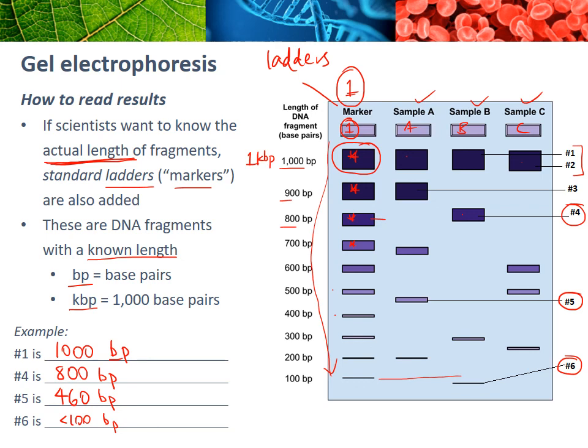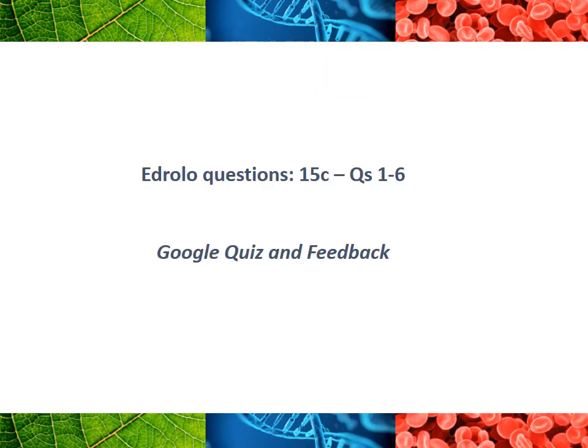Okay, that is a common way of how you would be assessed on this in your SAC or in your exam. In the Ed Rollo questions, there are a few examples. So for that section, jump into Ed Rollo questions 1 to 6 of 5C.